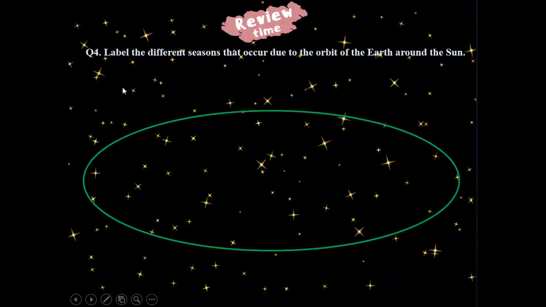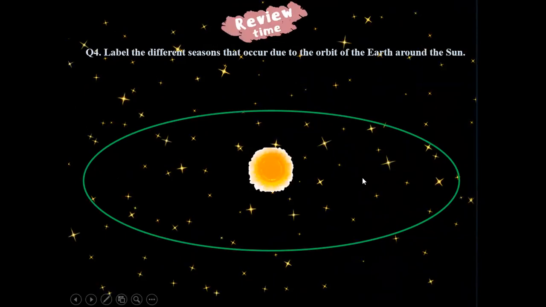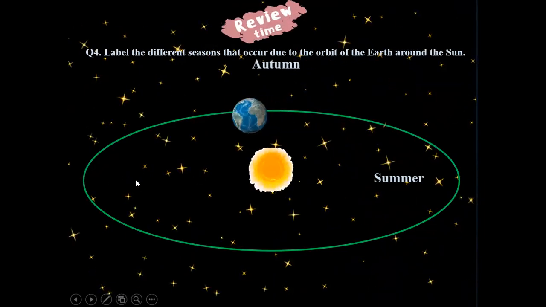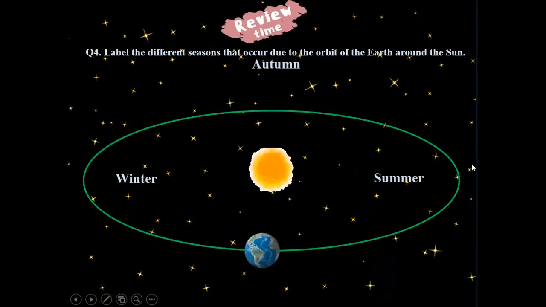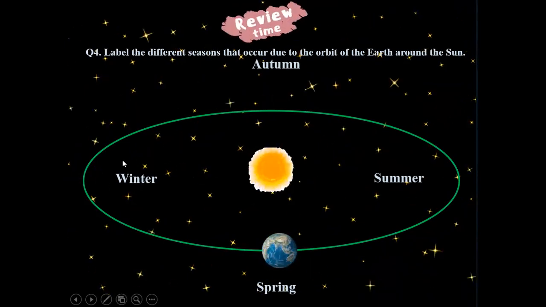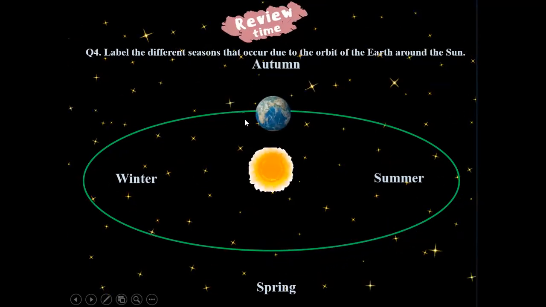As we already drew question number 4 in our notebook, I will help you again to review this. First you have to make the oval, then the sun, and the shape of the Earth, and then you can see how seasonal changes occur throughout the year. When the north is tilted towards the sun, we have summer. When the north is tilted away from the sun, we have winter. And when it is on the side, that is either autumn or spring.